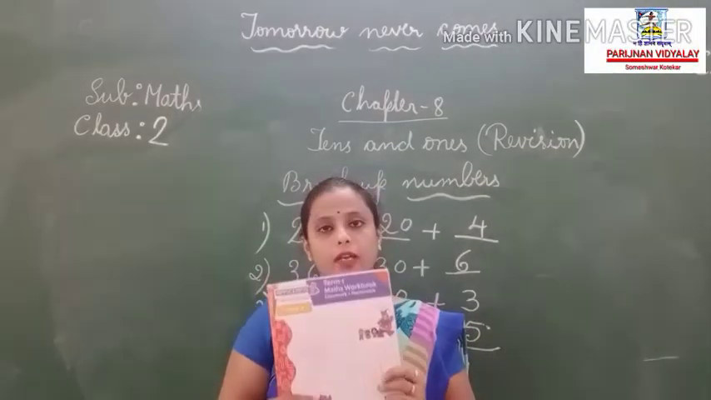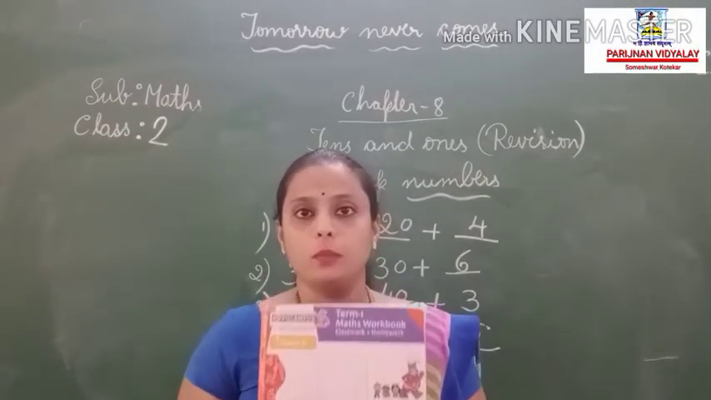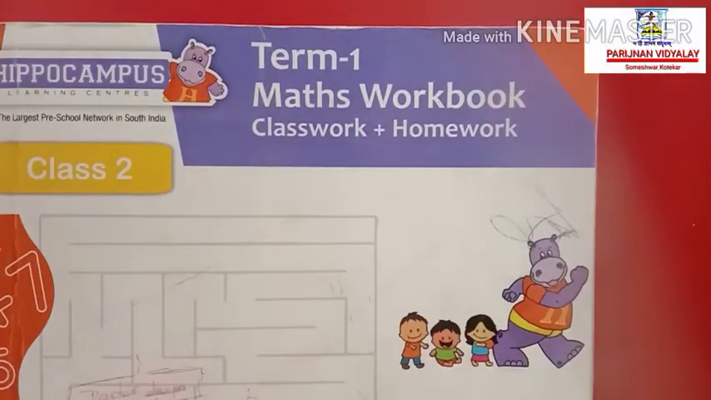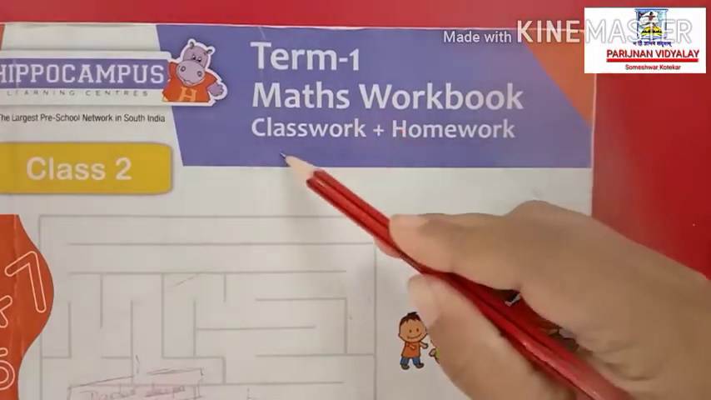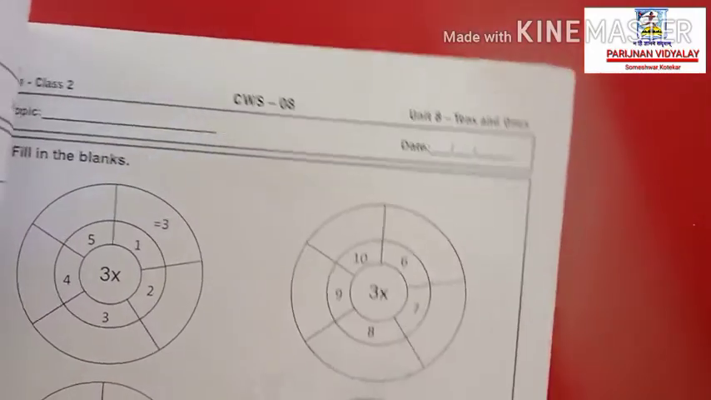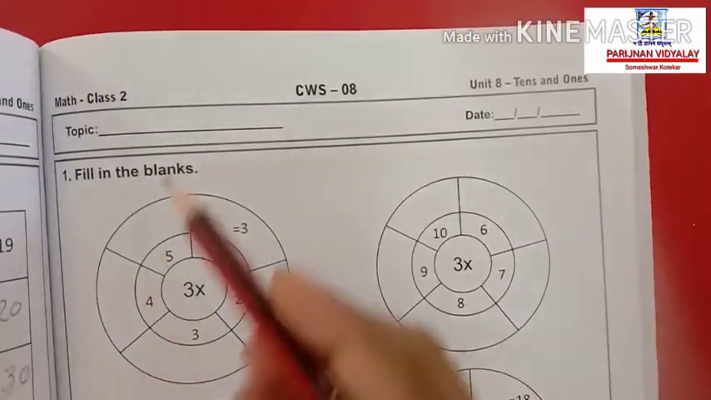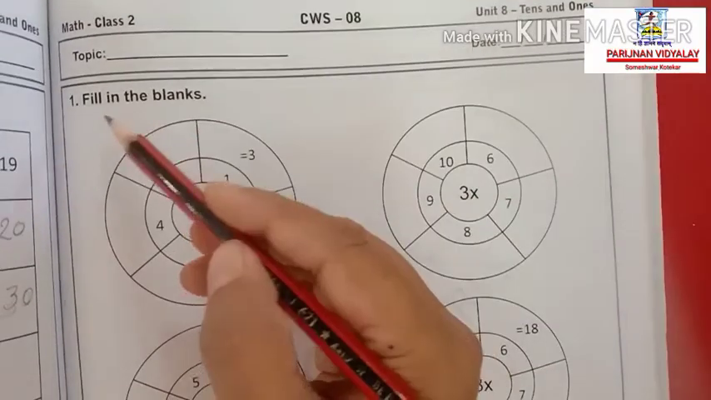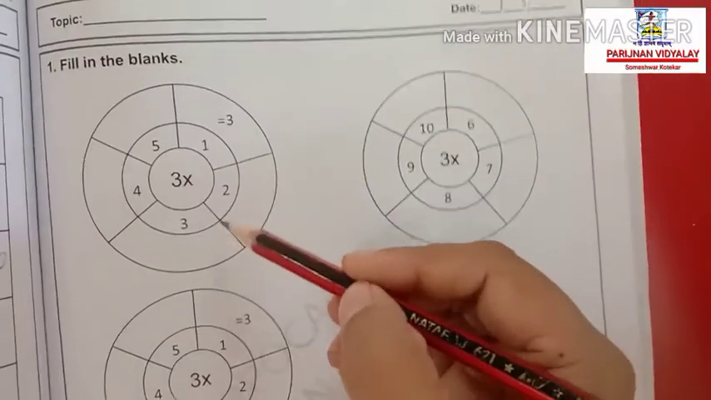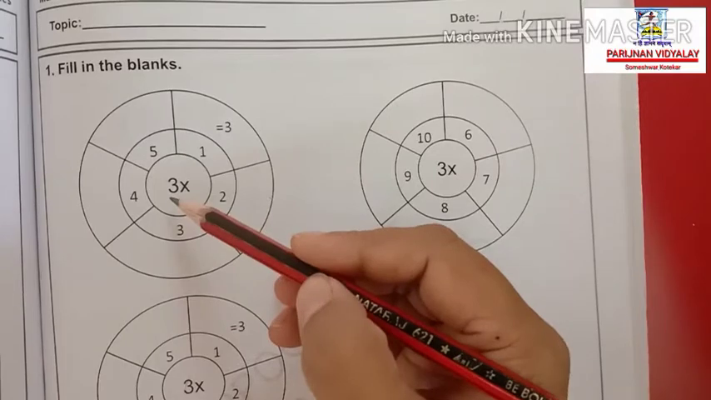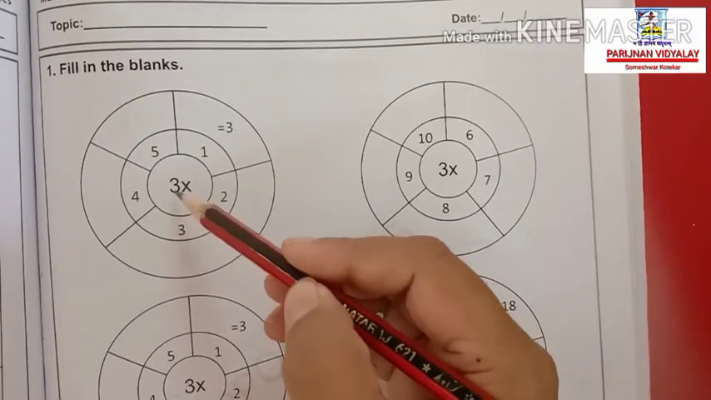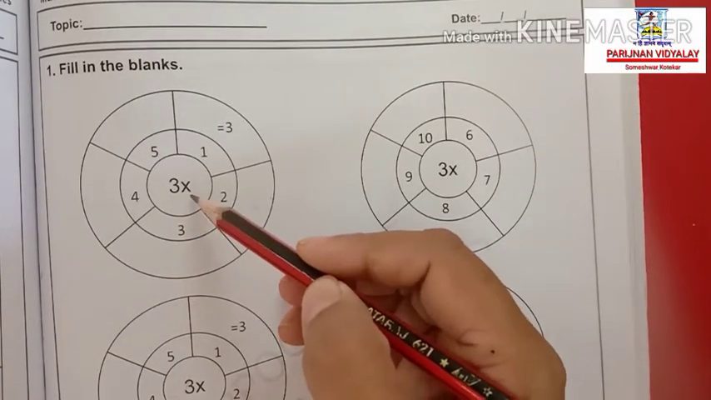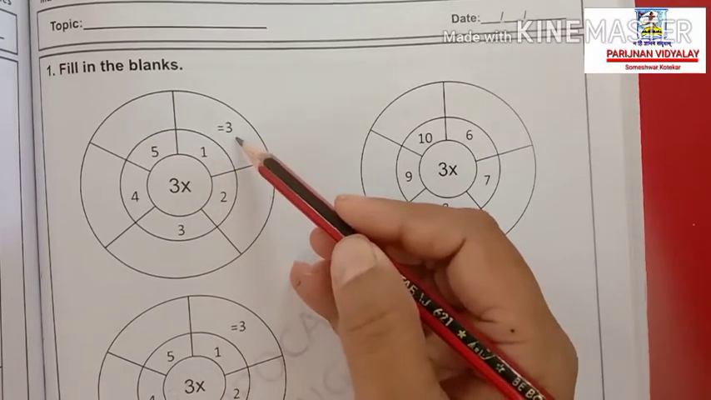Now all of you take out your maths workbook. Students, take out your maths class workbook. Write topic, tens and ones, and write today's date. Fill in the blanks. Look at this circle, and you can see inside the circle there is 3. 3 ones are 3. Can you see?